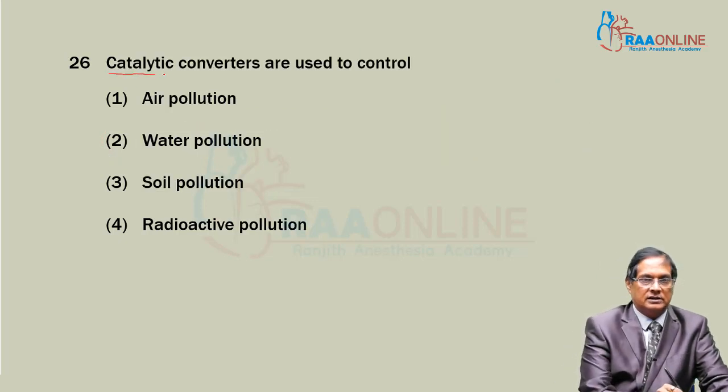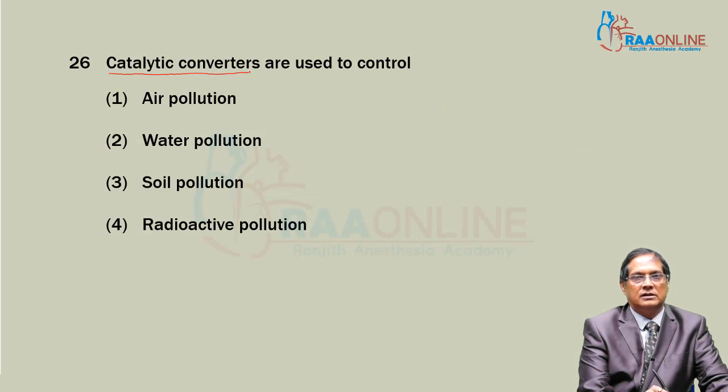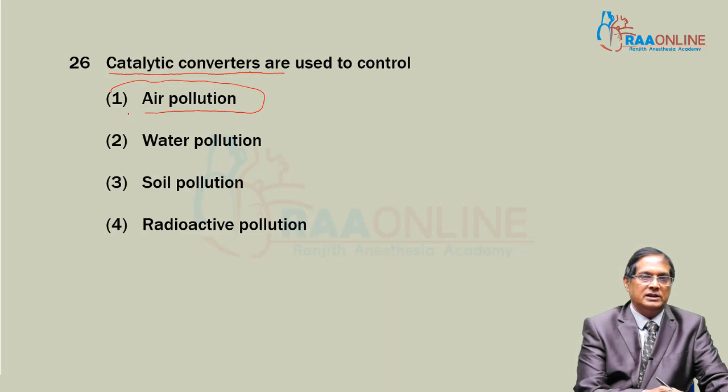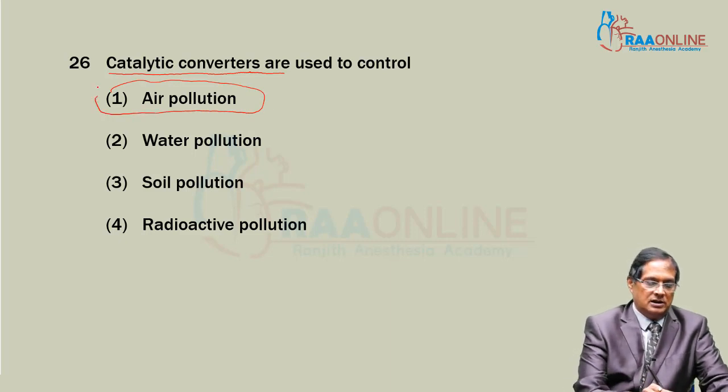Catalytic converter. A catalytic converter is used to control air pollution caused by automobile exhaust.